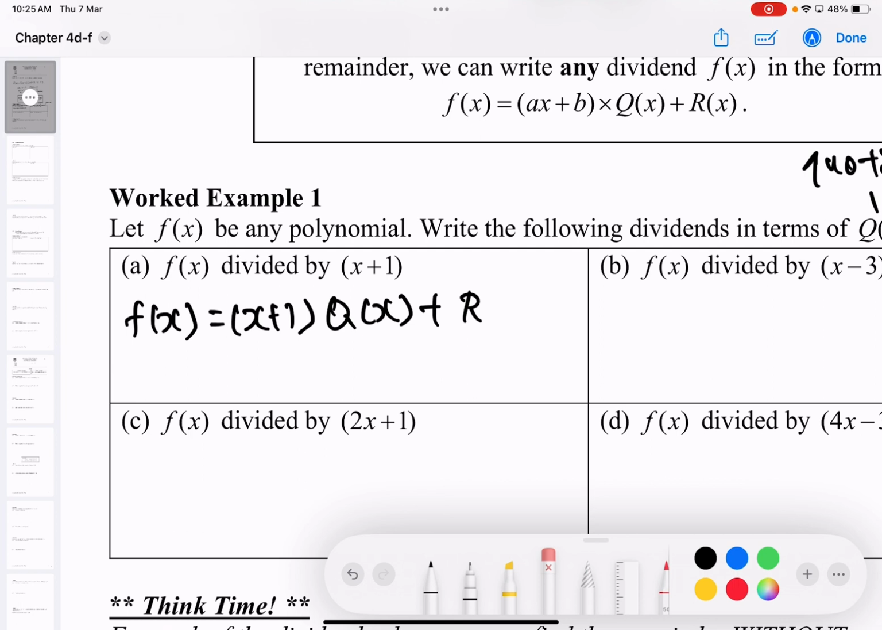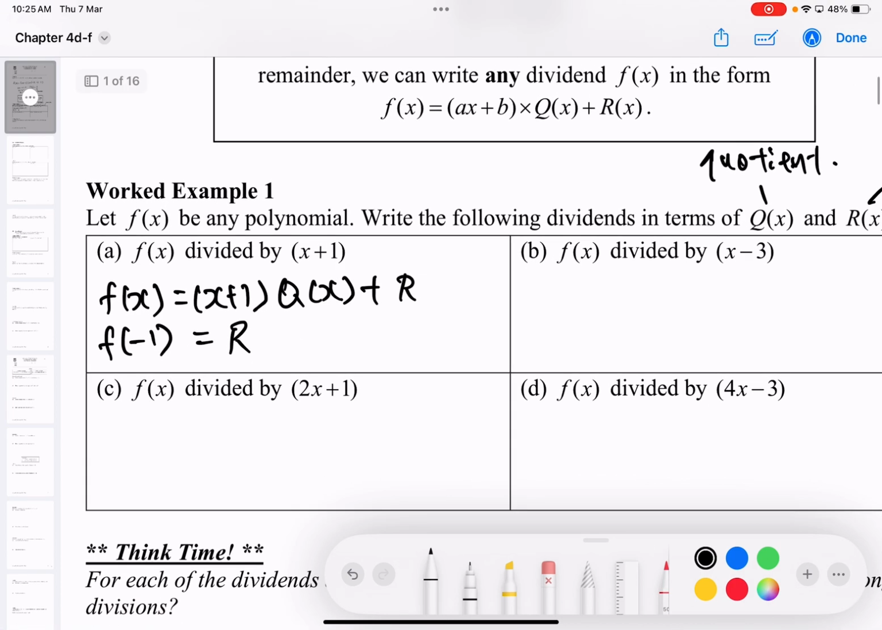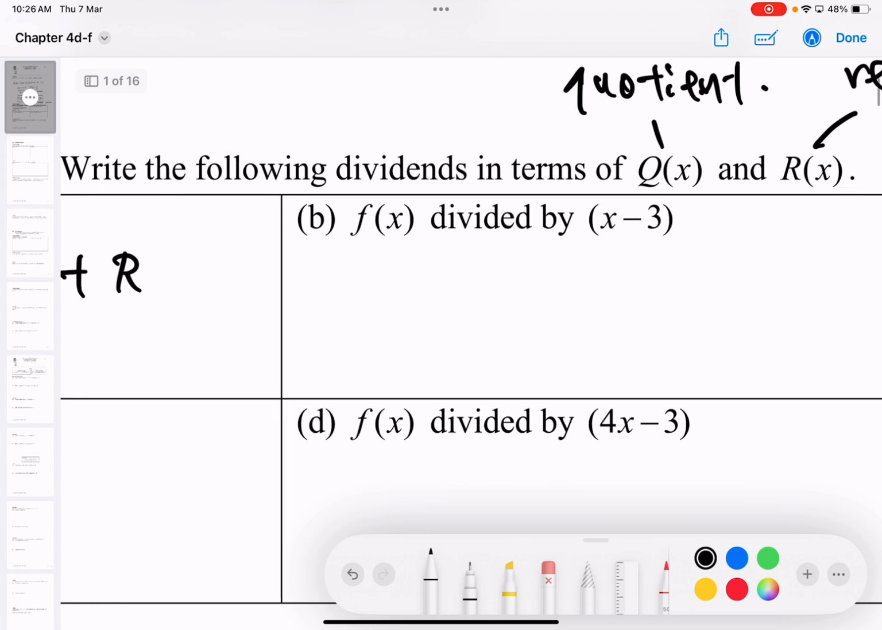Now, can you think about it? How do we find the remainder? What do we need to substitute inside here such that only the remainder remains? Can you see that when you substitute into the function x is negative 1, the thing that remains is only the remainder? Do you see that? Can you please write this down? Okay, you must understand this part. How about the next one?